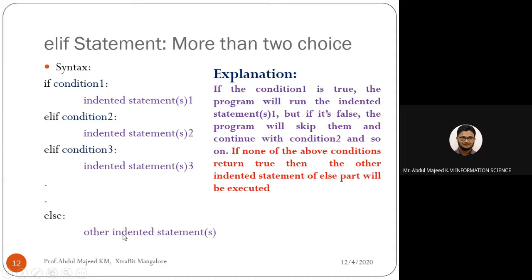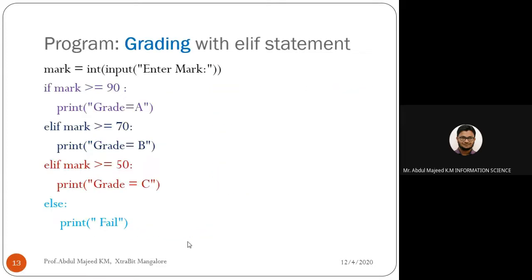the other indented statement. Okay, so if condition 1 is true, then it will execute indented statement 1 and it will skip all the remaining statements in that particular elif statement. Similarly, if condition 1 is false, 2 fails and 3 is true, then it will execute only indented statement 3 and skip all the other statements. If all the conditions fail, then it will execute the else part, the other indented statement. Clear?